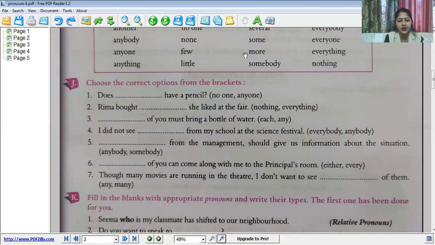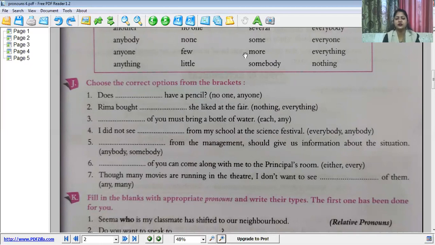Dash of you can come along with me to the principal's room. Every of you cannot be used. The correct answer is either of you can come along with me to the principal's room. The last sentence: though many movies are running in the theater, I don't want to see dash of them. Any of them. Not many of them, any of them. Okay, children? Now we'll do the next exercise.